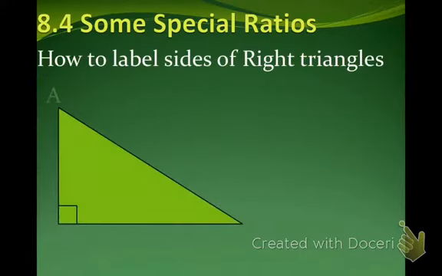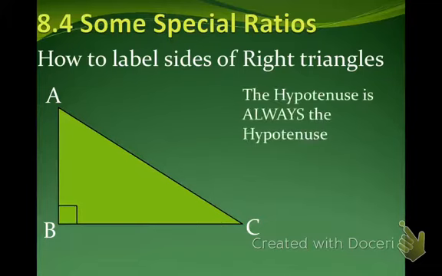All right, so the first thing we need to know about section 8.4 is how to label the sides of the right triangles. And the first and most important thing we have to think about when we are labeling these sides is to remember that the hypotenuse is always going to be the hypotenuse. Okay, this side, in this case AC, the side that's across from our right angle, is always the hypotenuse. Its name will never change. So make sure that we don't get confused on that.